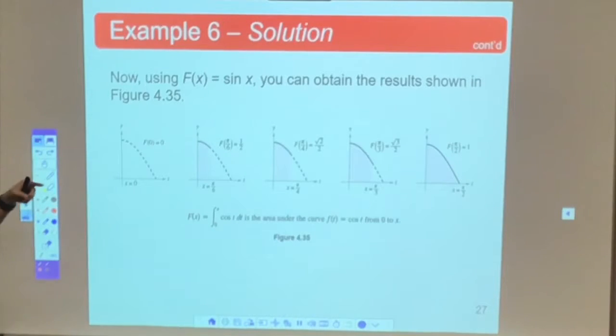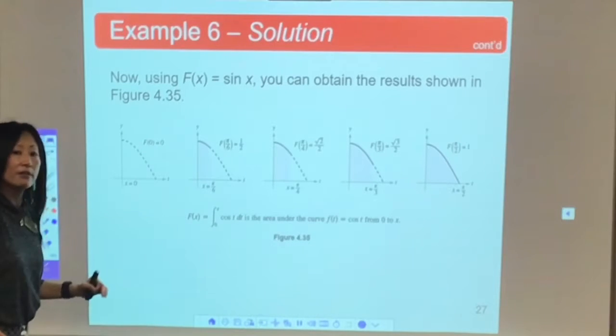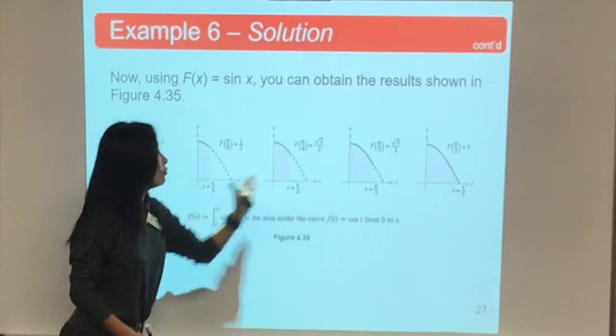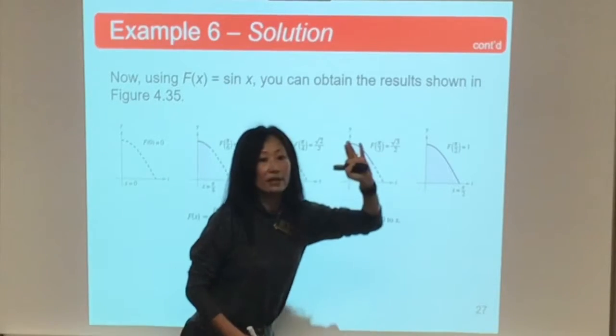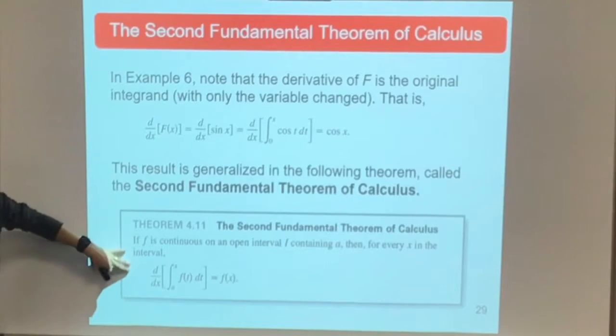Is everybody with me? So when you take the antiderivative of cosine, you know your answer is sine. So you get a what? When it's 0, you don't have any area. As x gets bigger, what happens? You get more area, right? So this is what we learned here.